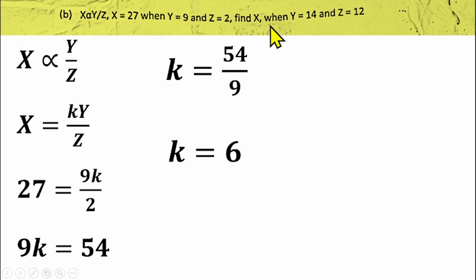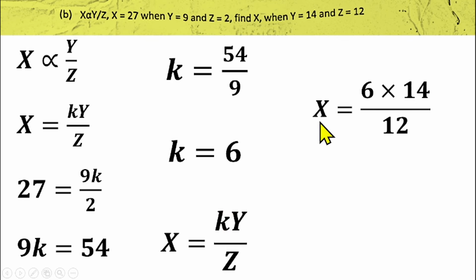Then from there you have to find x when y is 14 and z is 12. If you go back to our equation here, we'll be having x equals to ky over z. Our k is 6. We'll be having x is equal to 6 times y, which is 14, over 12. So we can reduce that. 6 can go in 12, that gives us 2. 2 can go in 14, that gives us 7. So our x will be 7 in that case, which is the solution to that question.